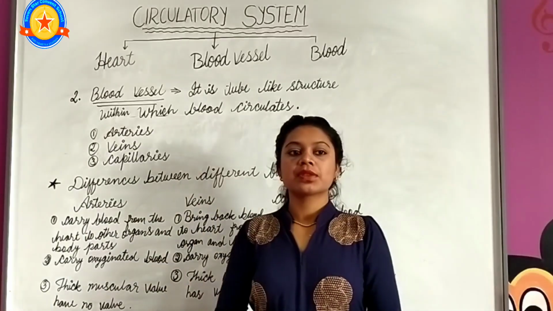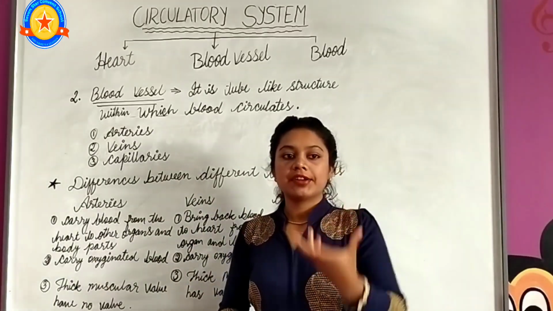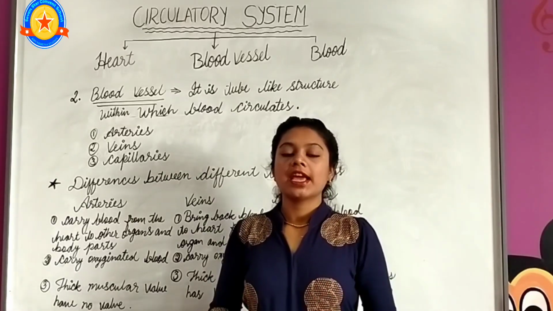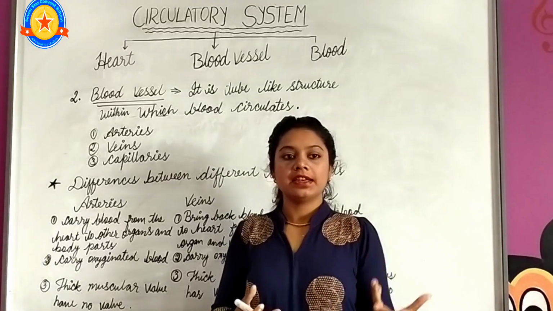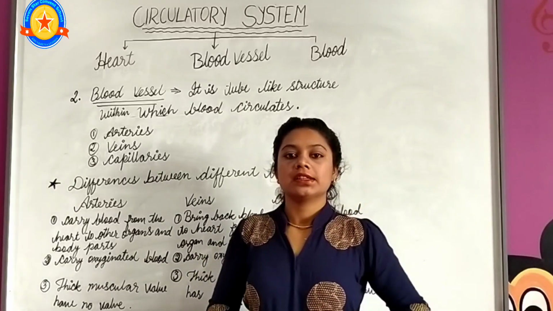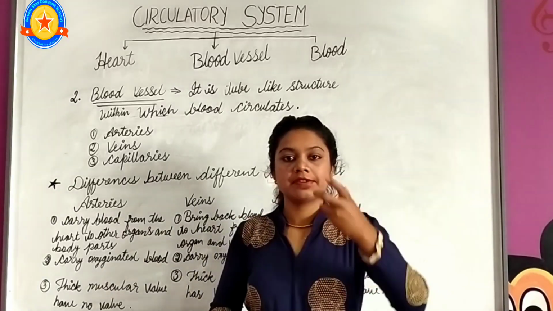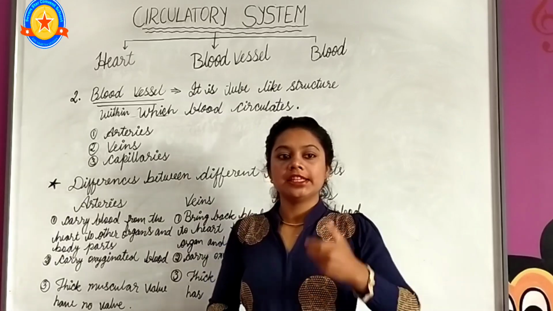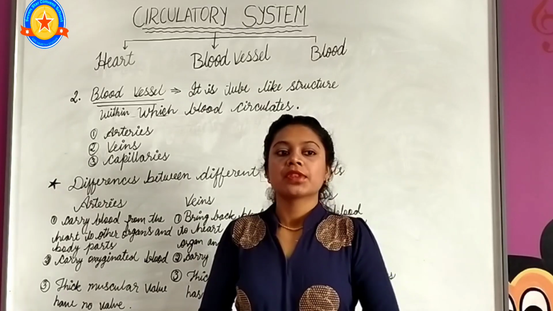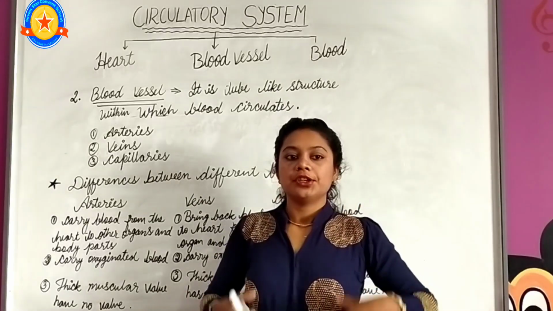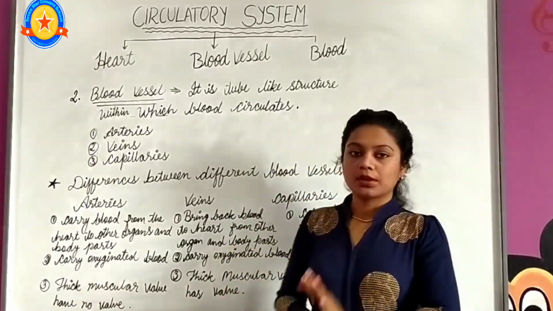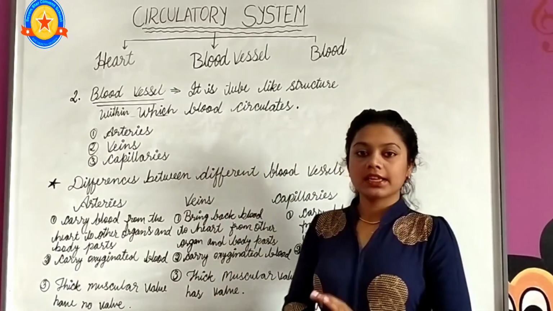And capillaries: the arteries divide into smaller tubules called arterioles, and finally into capillaries, which form a network of very small and tiny vessels. They are linked between the arteries and veins, where oxygen and nutrients diffuse into the tissues. So these were the definitions of arteries, veins and capillaries.